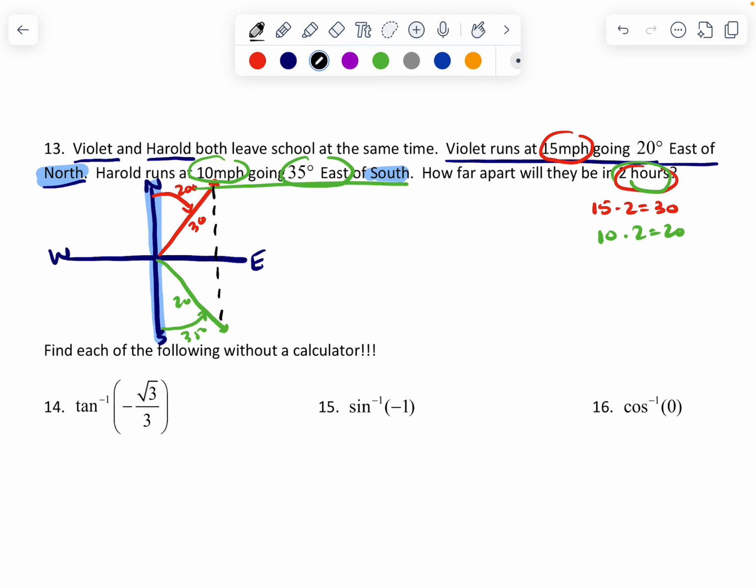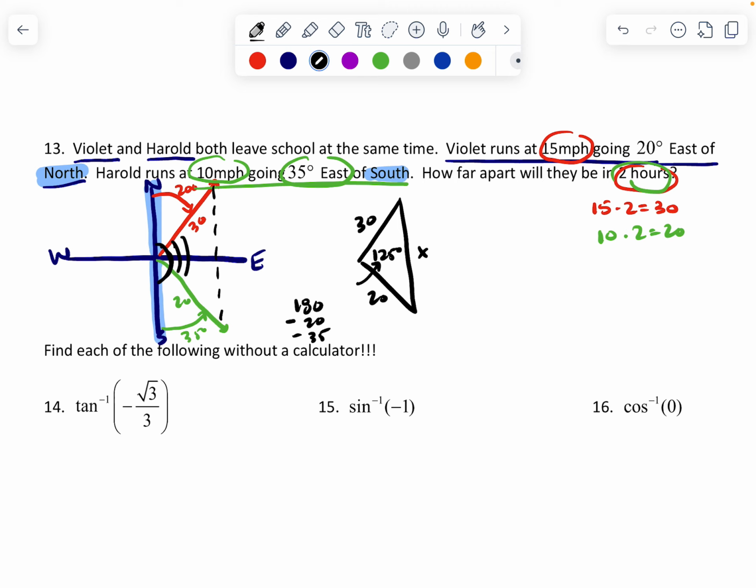So let's redraw this again. I know that this is 30, this right here is 20. The angles are not actually in my triangle, so I need to find this angle right here. But I know that all 3 of these add up to 180. So to find this angle, I'm going to go 180 minus 20 minus 35. I could have done that in my head. It's 125 degrees. And I'm looking for this.